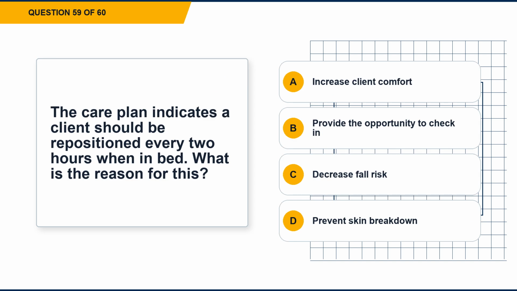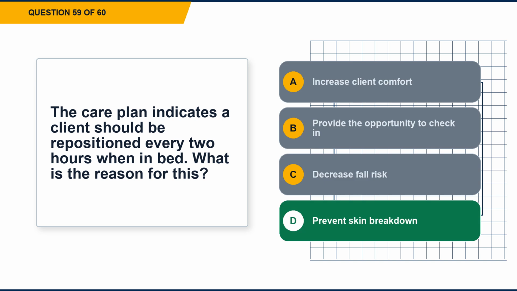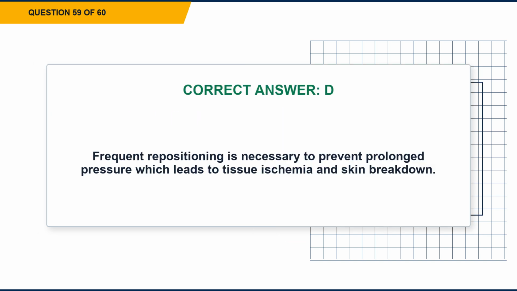Question 59. The care plan indicates a client should be repositioned every 2 hours when in bed. What is the reason for this? Option A, increase client comfort. Option B, provide the opportunity to check in. Option C, decrease fall risk. Option D, prevent skin breakdown. The correct answer is option D, prevent skin breakdown. Explanation: Frequent repositioning is necessary to prevent prolonged pressure, which leads to tissue ischemia and skin breakdown.